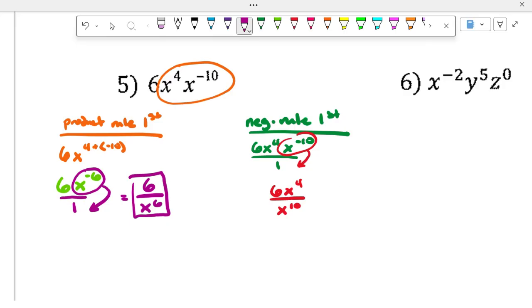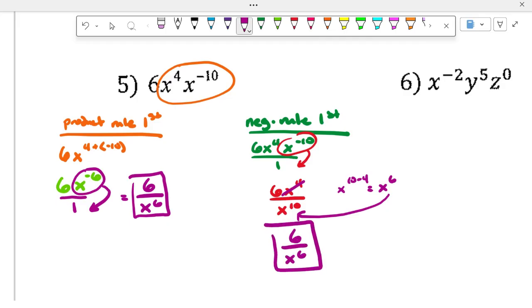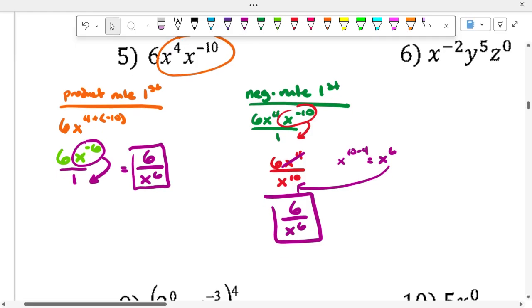Big minus small. So I do x to the 10 minus 4, which is x to the 6. And where do I put that x to the 6 back at? In the denominator. And remember, whatever was in the smaller one will cancel out, so you can cross it out. So this would be 6 over x to the 6. So regardless of which rule you do first, you get the same thing.